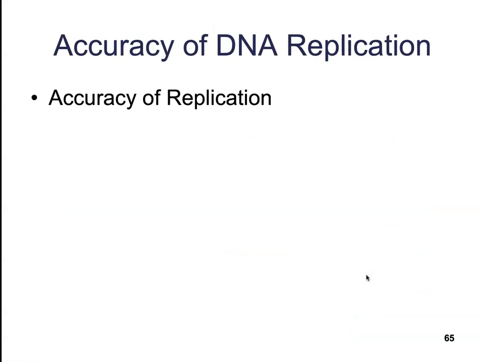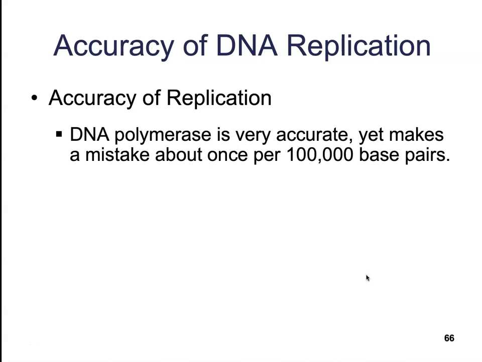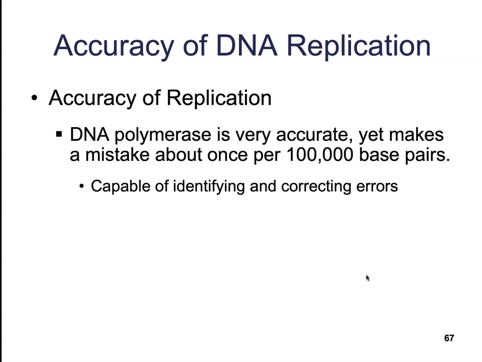One thing we want to mention is the accuracy of DNA replication. DNA replication is a highly accurate process. The DNA polymerase makes a mistake only about once per 100,000 base pairs. But not only does it only make a mistake once every 100,000 base pairs, it actually has the ability to proofread as it goes, and it can correct those mistakes. So the resulting accuracy for DNA polymerase is only about one error in 1,000,000 base pairs.